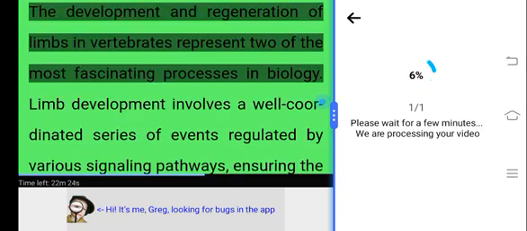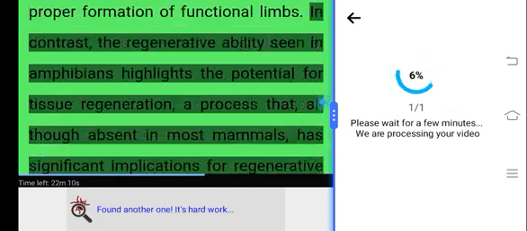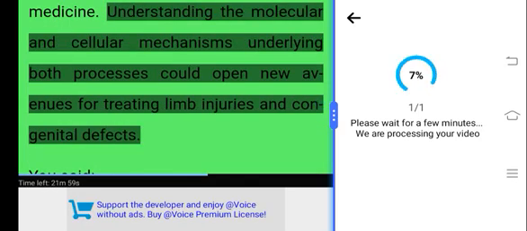Conclusion. The development and regeneration of limbs in vertebrates represent two of the most fascinating processes. Limb development involves a well-coordinated series of events regulated by various signaling pathways, ensuring the proper formation of functional limbs. In contrast, the regenerative ability seen in amphibians highlights the potential for tissue regeneration, a process that, although absent in most mammals, has significant implications for regenerative medicine. Understanding the molecular and cellular mechanisms underlying both processes could open new avenues for treating limb injuries and congenital defects.